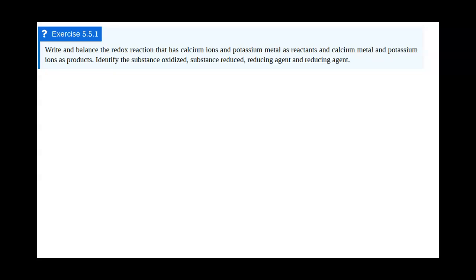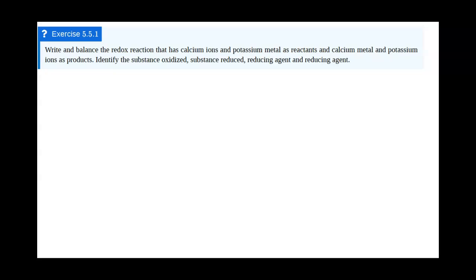So this problem from the book reads, write and balance the redox reaction that has calcium ions and potassium metal as reactants, and calcium metal and potassium ions as products. Identify the substance oxidized, the substance reduced, the reducing agent, and the reducing agent, but I think that's meant to be oxidizing agent. We'll deal with that in a second.